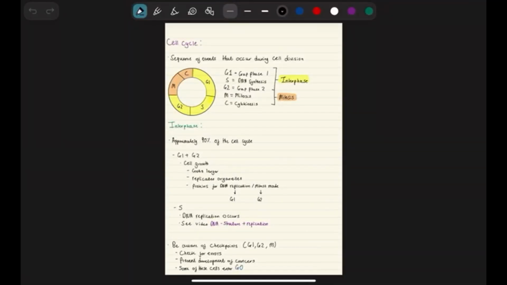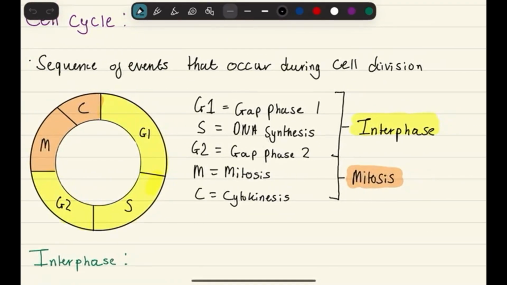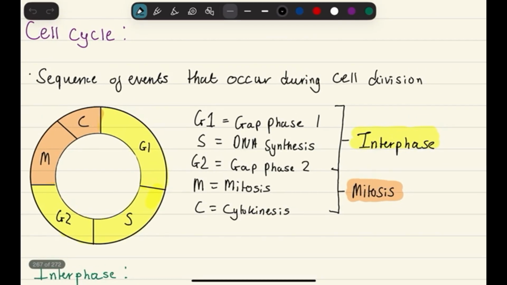Okay, so even before getting into mitosis, we need to talk about the cell cycle. Now, your cell cycle consists of multiple stages, but they're split broadly into interphase and then mitosis, right? So in interphase, you've got gap phase 1, DNA synthesis, gap phase 2. And then in mitosis, you have the actual process of mitosis and then cytokinesis afterwards. And we're going to get a lot into what's happening in each of these stages. But I should have actually started with the definition of the cell cycle, which you can see on the screen. But it's a sequence of events that occur during cell division.